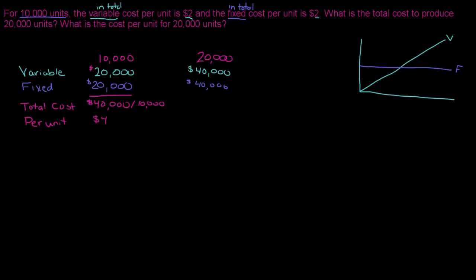But wait a minute, that's different than at 10,000, and we said fixed costs are fixed in total, right? So it doesn't matter if I'm at 10,000 units or 20,000 units, the cost should be the same.